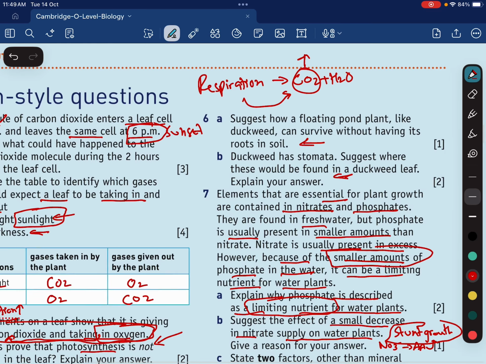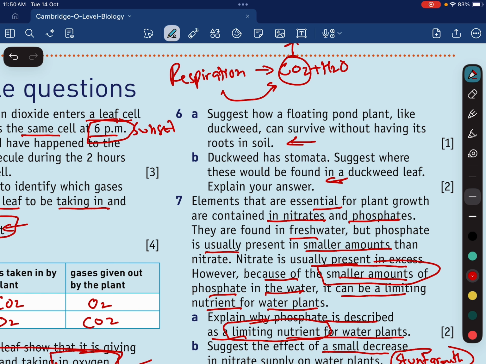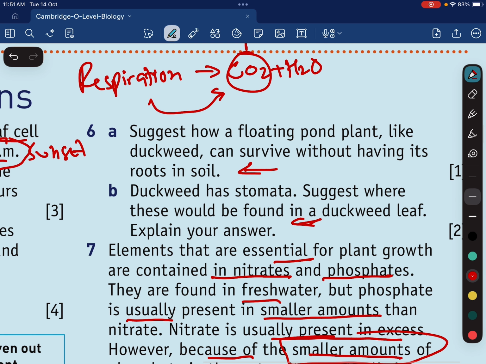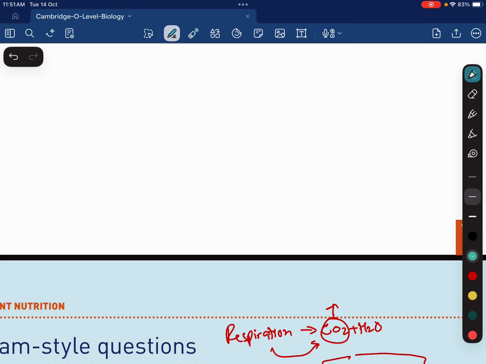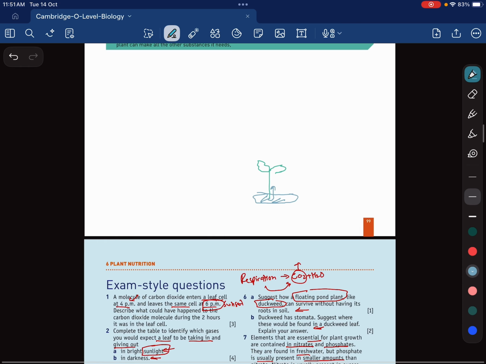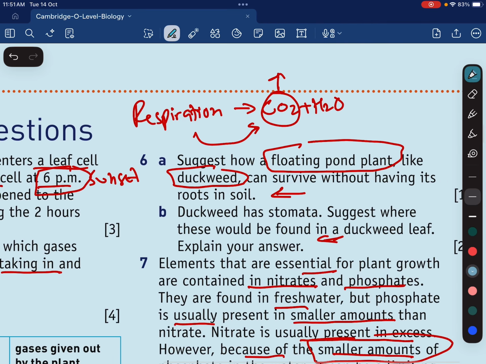And okay, so last, question number 6. Something we need to know about the duckweed plant is that it's a floating pond plant. So it's not like every normal plant. Let's suppose this is the soil over here. Usually plants absorb the nutrients from the soil, right? But the duckweed plant floats on pond water.